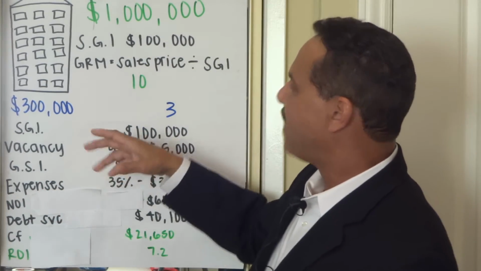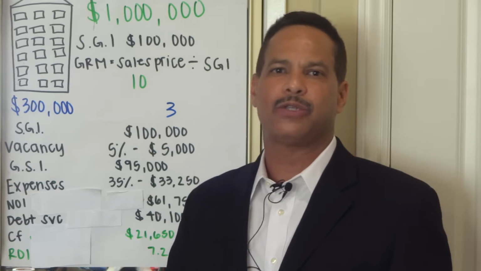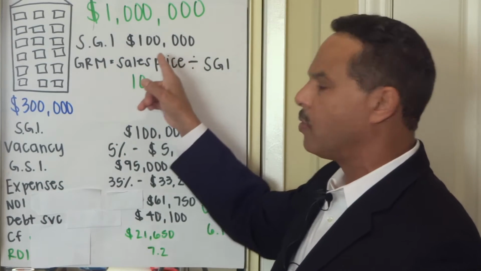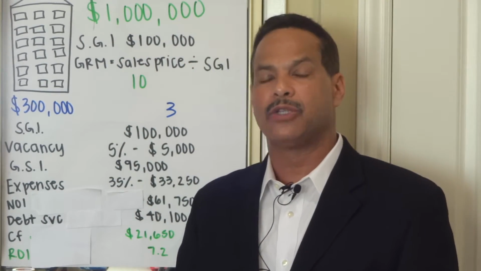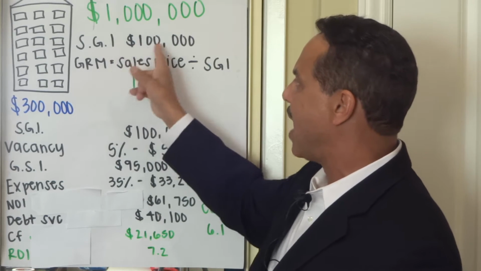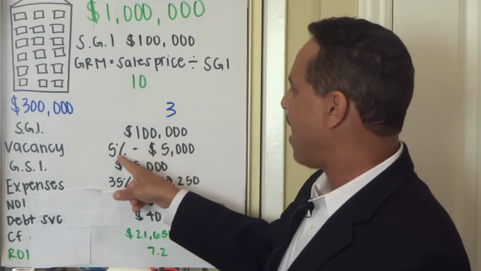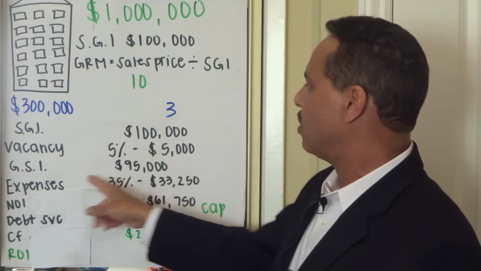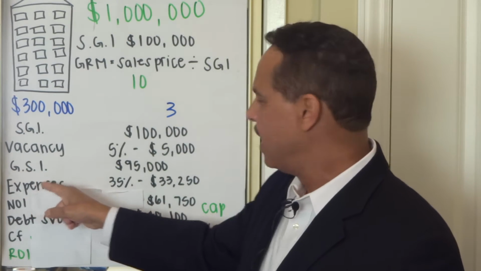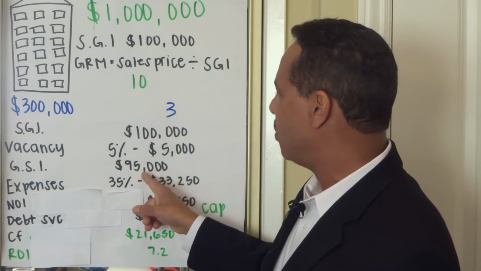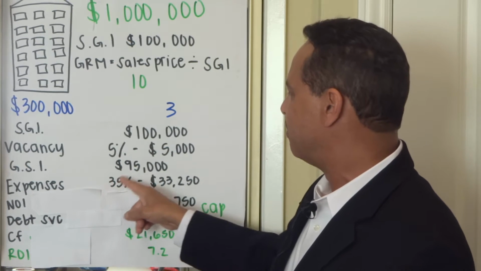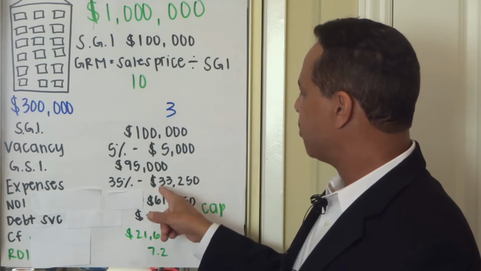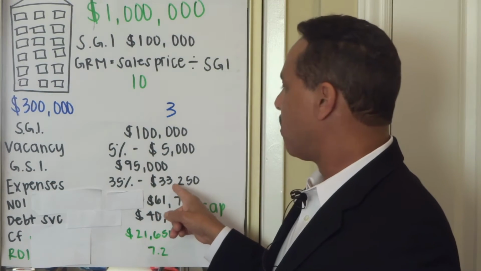Just to recap, if you have an asset whose monthly rents are $8,333 per month, you take that times 12, and that gives you $100,000. So you have an asset generating $100,000 of scheduled gross income, SGI. We take 5% of $100,000, which gives us our vacancy factor. Then we subtract it, and it gives us what we call gross scheduled income, GSI, which in this case is $95,000. Then we take a 35% expense factor, so 35% times $95,000. That gives us $33,250 for our expense factor.